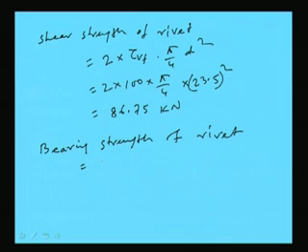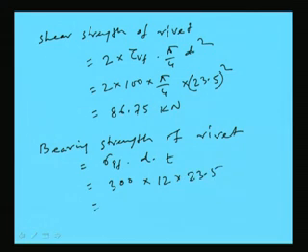Similarly, the bearing strength on the rivet can be calculated from the formula sigma Pf into D into T. So, sigma Pf in this case is 300, D is 12 mm, and T is 12 mm and D is 23.5. So, this is becoming 84.6 kilonewton. So, the rivet value can be found out from these two.